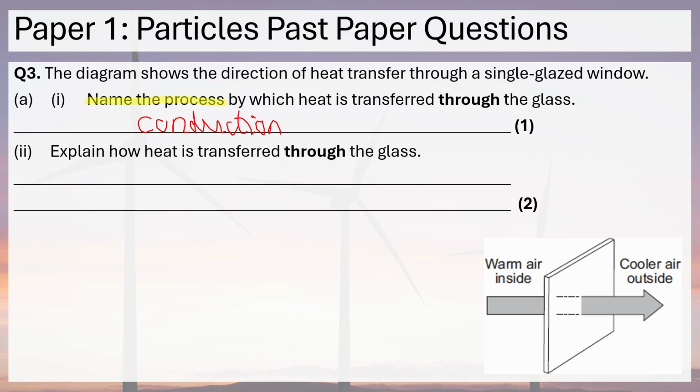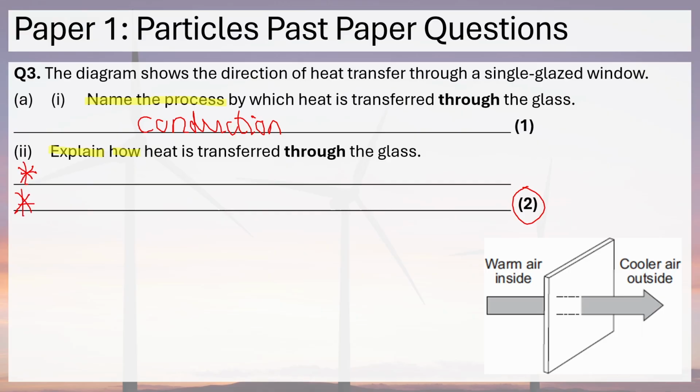The next question then says explain. So we've got to put a little bit more detail in here. Explain how that heat is transferred. So we've named the process. We now need to describe it. Again, look out for the fact there's 2 marks here. So I need to say at least 2 separate things. I'm going to put 2 bullet points to make sure I do that.